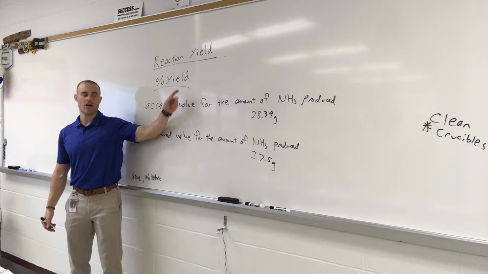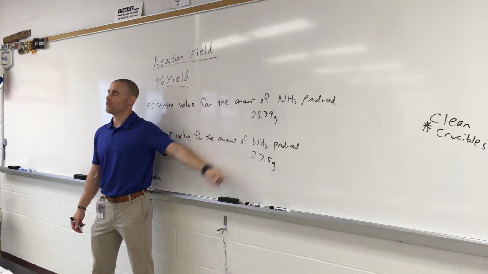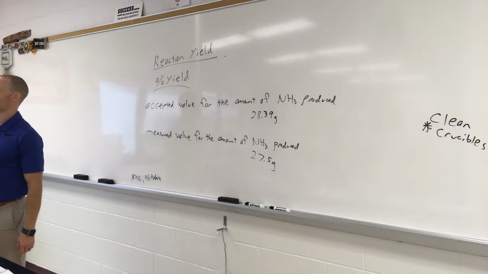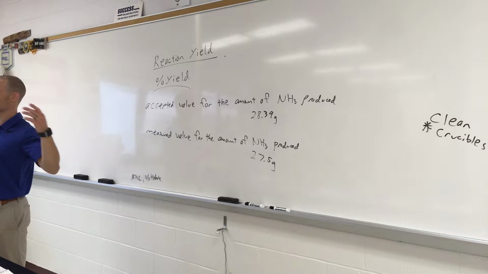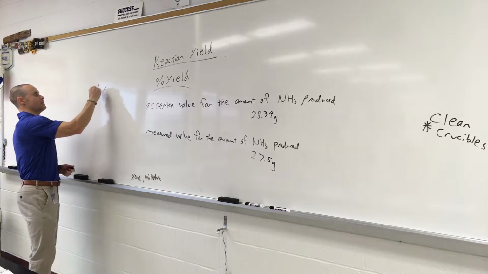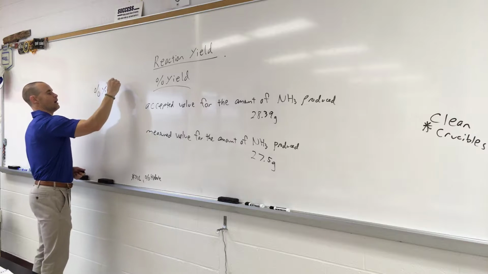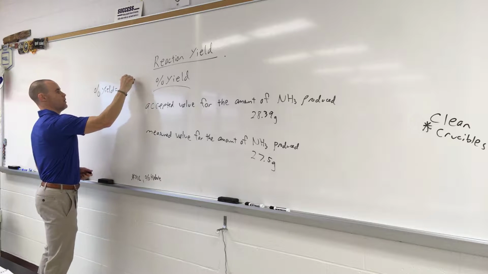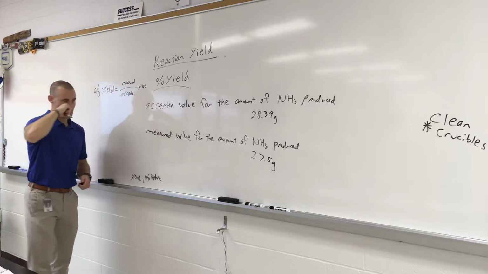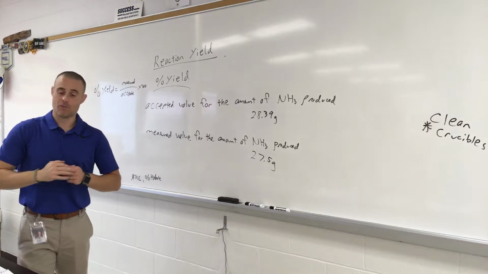How would you find your percent yield? What do you think we do? Measured over accepted times 100. That's it. Very good. Measured over accepted. So percent yield is measured over accepted times 100. Very good. So this would actually be a pretty good percent yield.